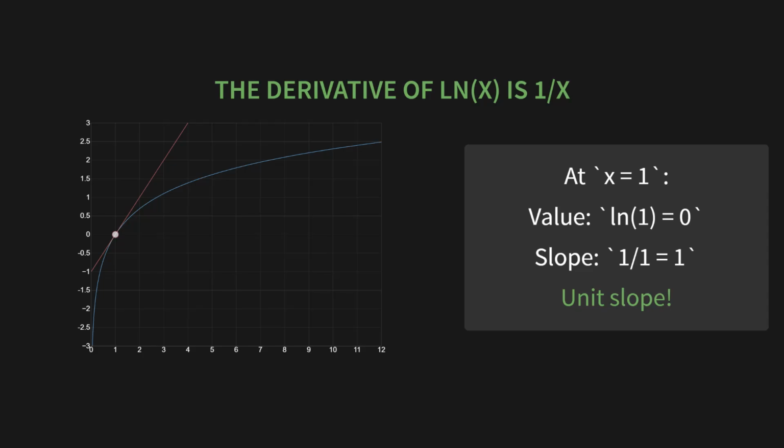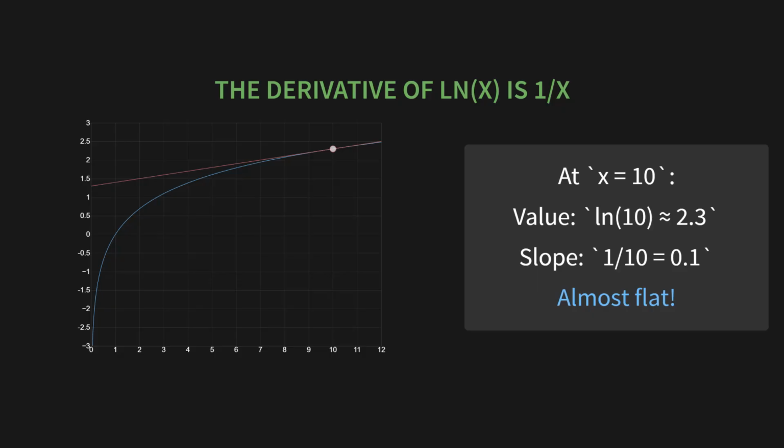Very steep. Okay, let's move to x equals 1. The value, ln of 1, is exactly 0. The slope is 1 over 1, which is 1. A perfect unit slope. Let's go way out to x equals 10. The value, ln of 10, is about 2.3. But the slope is now 1 over 10, which is just 0.1. Almost flat. The 1 over x function perfectly describes the slope of the natural log.